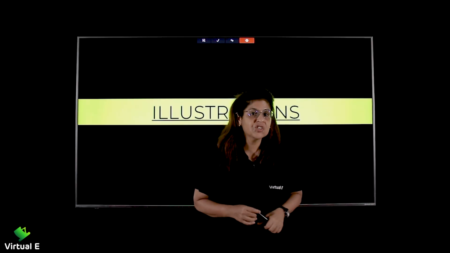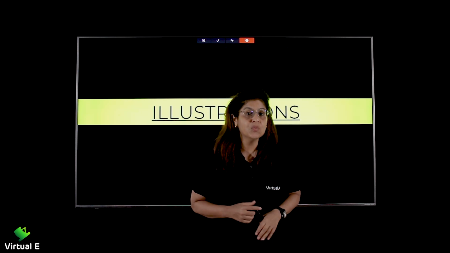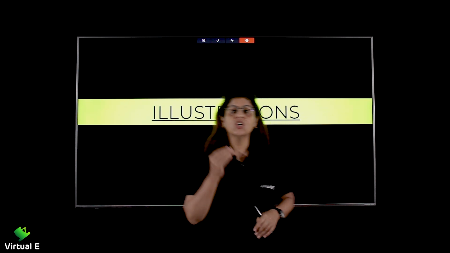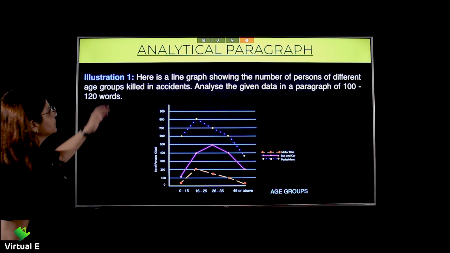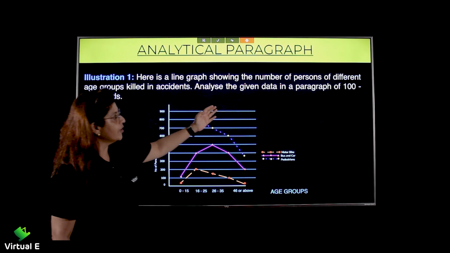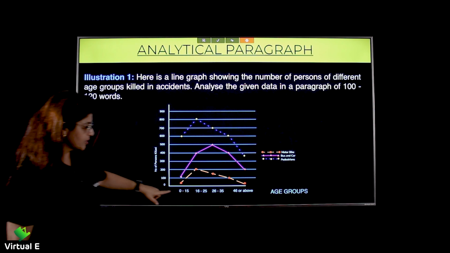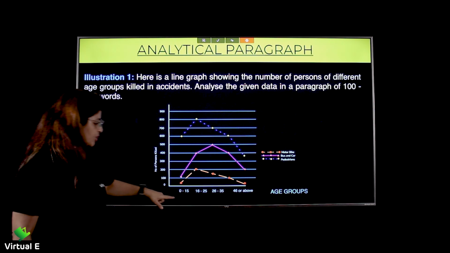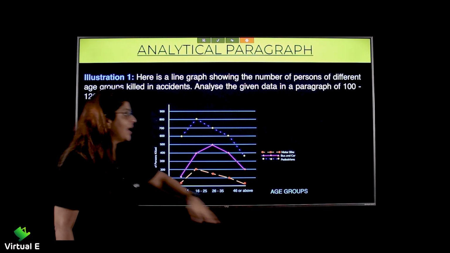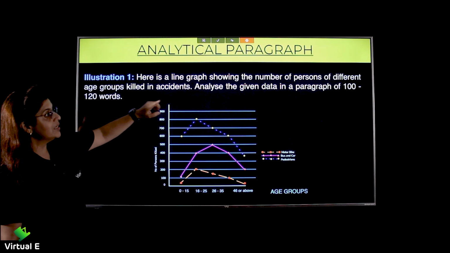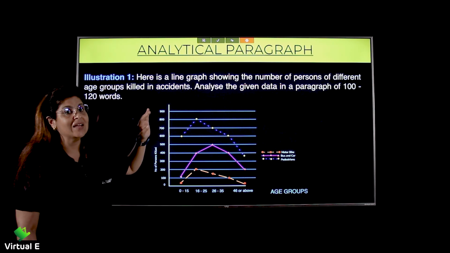Now that we have understood the features of the analytical paragraph, let's move on to our illustrations to get it better. So, here's the first one. Here is a line graph showing the number of persons of different age groups. Can you see? Here is the age group 0 to 15, 16 to 25, 26 to 35 and so on. Now, these are the different number of persons of different age groups killed in accidents.